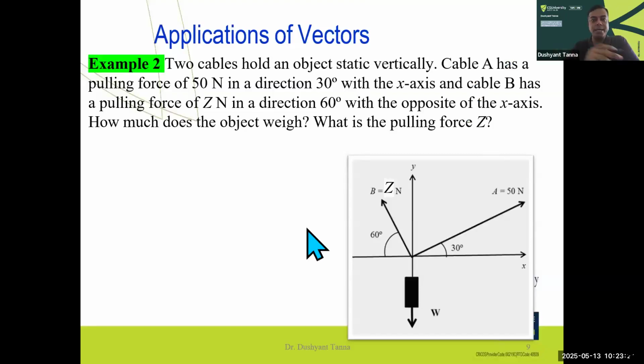Right, so let's go with the second question. Two cables hold an object static vertically. Cable A, as you can see here, cable A, this one. Cable A has a pulling force of 50 Newton in a direction of 30 degree with the axis, and cable B has a pulling force of Z Newton in the 60 degree opposite to x-axis, so it's 60 degree here. How much does the object weigh? So the weight is mg, and the pulling force is Z. So many questions that we will answer here.